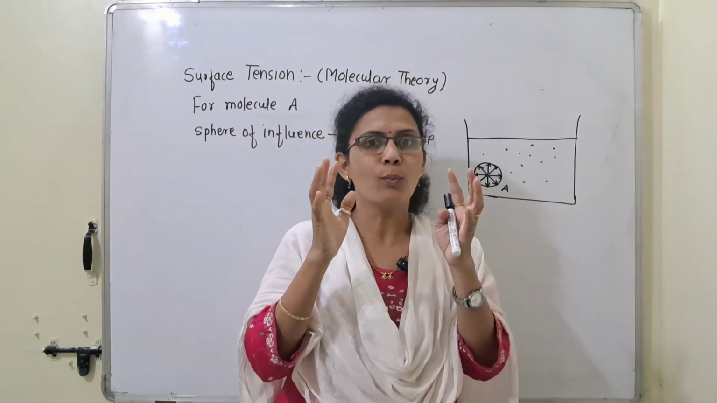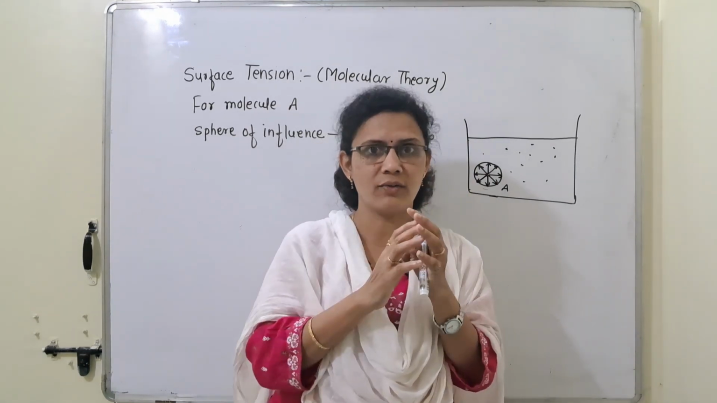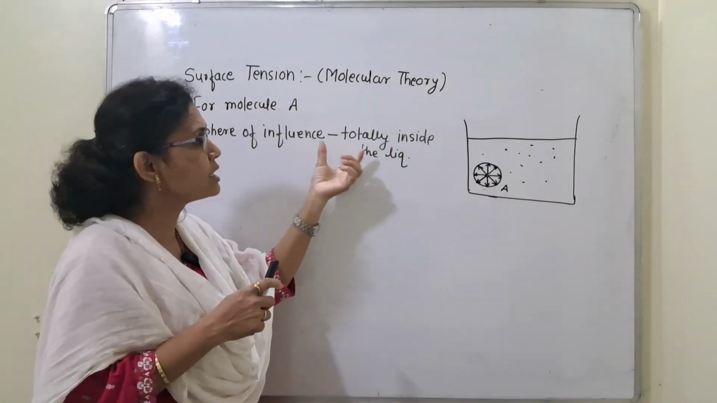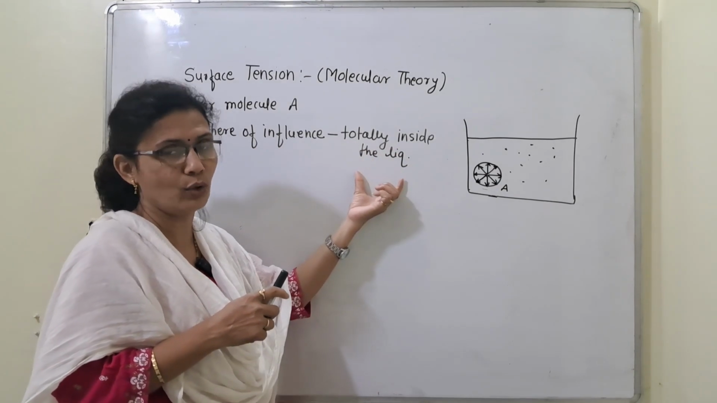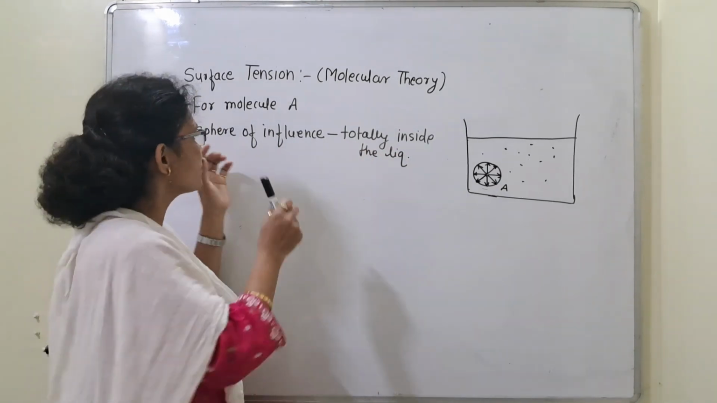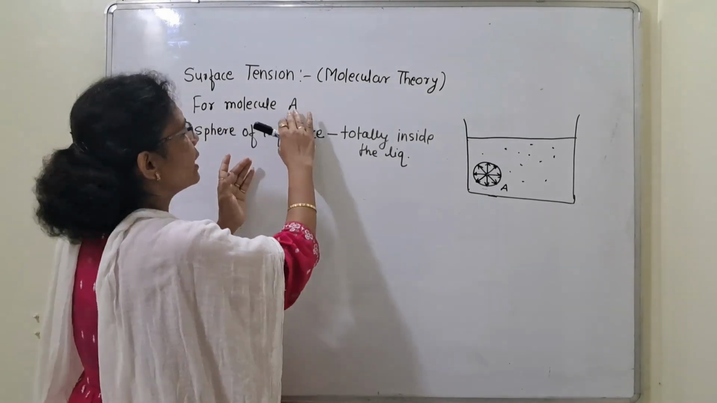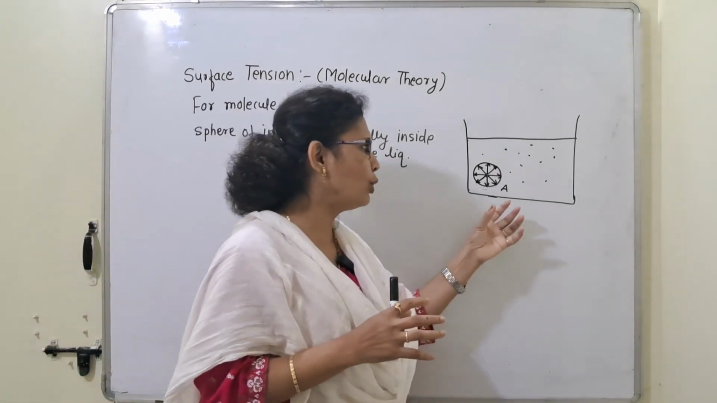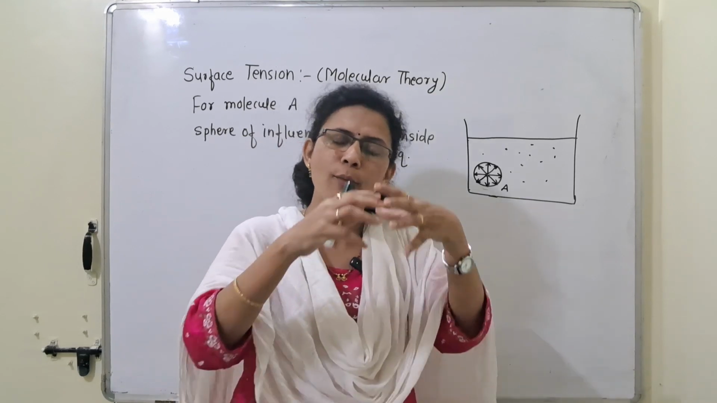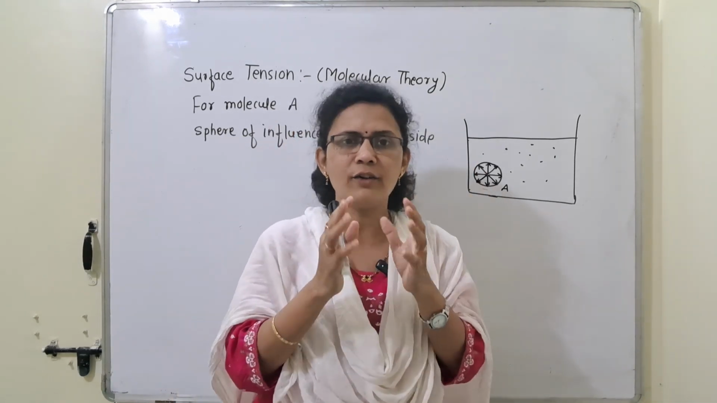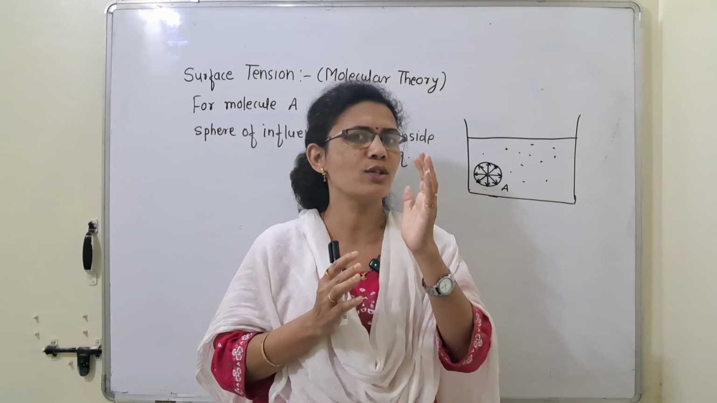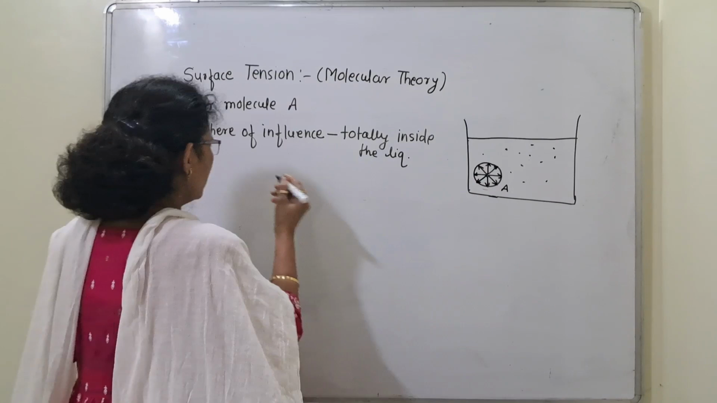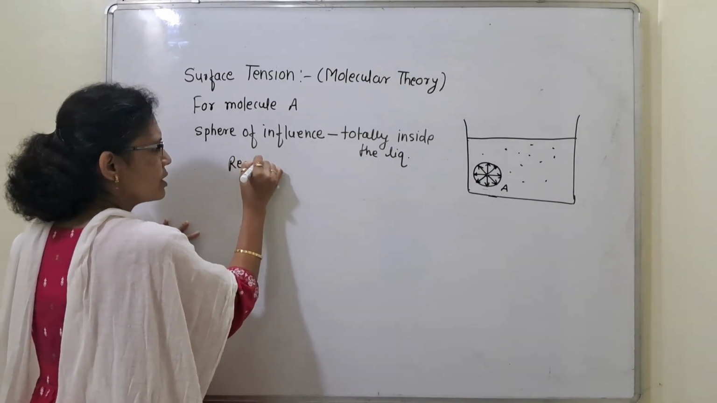Don't say molecule A inside the liquid. Say sphere of influence of molecule A is totally inside the liquid. Don't make a mistake here. Sphere of influence of molecule A is totally inside the liquid. So that molecule A will get attracted from all the sides, and therefore the resultant cohesive force acting on this molecule will be 0. That is the resultant cohesive force.